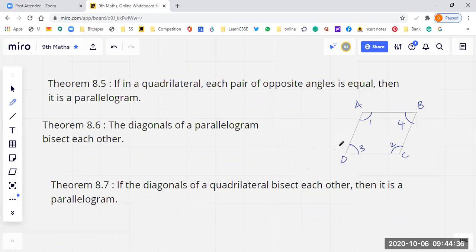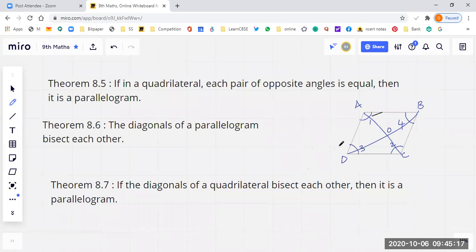Then the diagonals of a parallelogram bisect each other. What is the meaning of this, students? Bisect each other means, if I'm drawing a diagonal here, just one minute, I'll draw simply. This is one diagonal AC and the other diagonal is BD. They will intersect, let's say at O. So AO is equal to OC, DO is equal to OB. This can also be proved, students, by congruency of triangles.